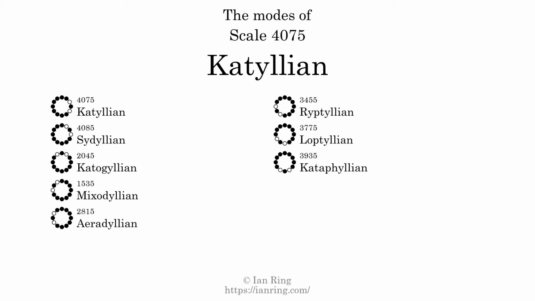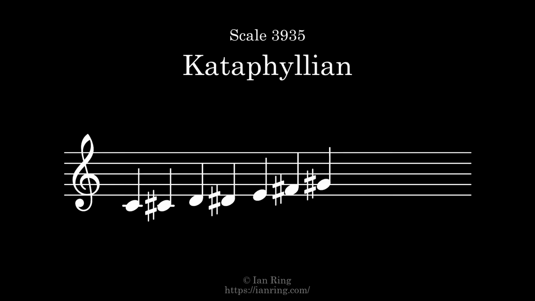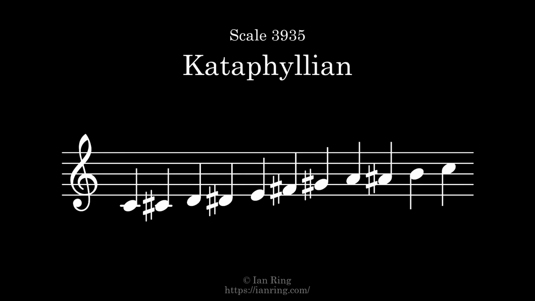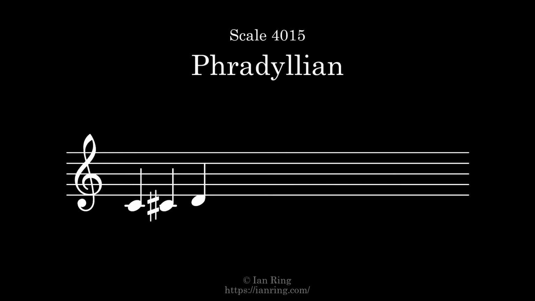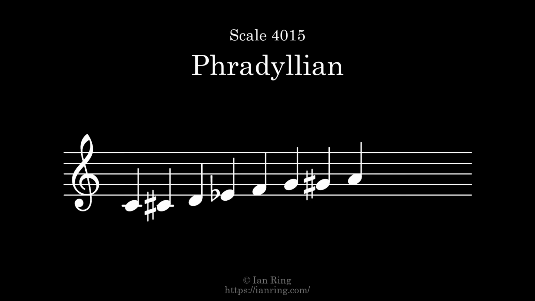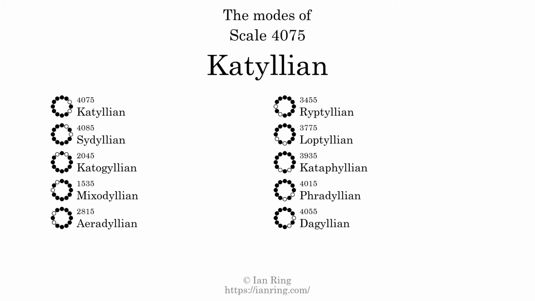The eighth mode is scale 3935, also known as Katyllian. It sounds like this. The ninth mode is scale 4015, also known as Reptilian. It sounds like this. The 10th and last mode is scale 4055, also known as decatyllion. It sounds like this.